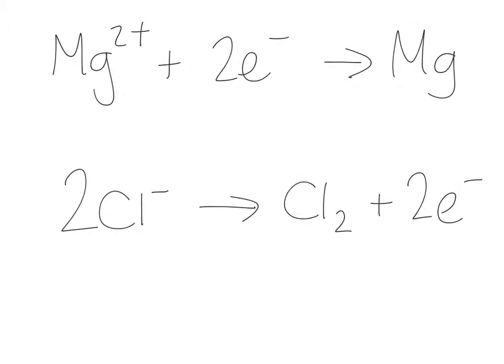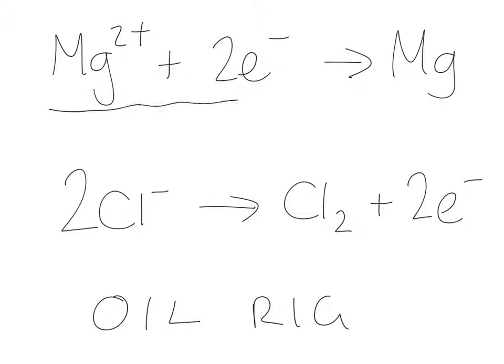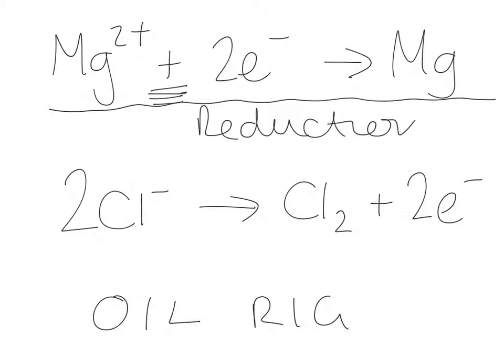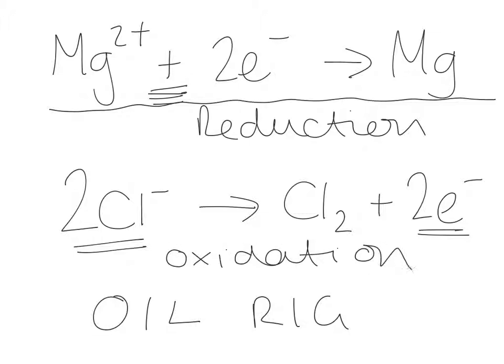Now we can classify each of these half equations as either oxidation or reduction. We can use the OIL RIG method. Oxidation is loss of electrons, reduction is gain of electrons. So in the magnesium situation, they have gained electrons, therefore this is reduction. In the chloride example, the chloride has lost electrons, therefore this one is oxidation.